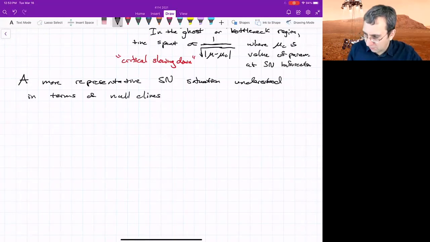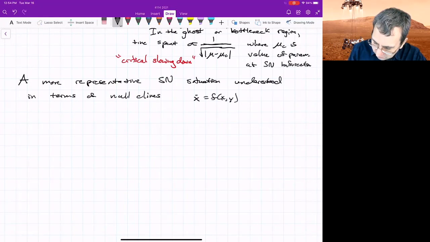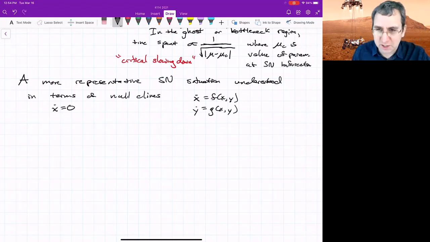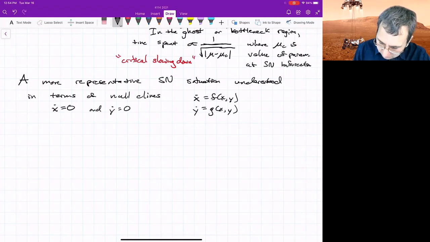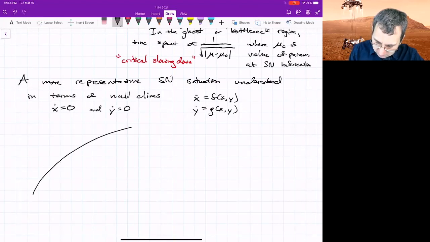If you think of x dot equals f of x, y dot equals g of x and y, the nullclines are the locations where x dot equals 0 and y dot equals 0. So let's think of just some generic situation. Here's the x dot equals 0 nullcline, which means on here we've got arrows.